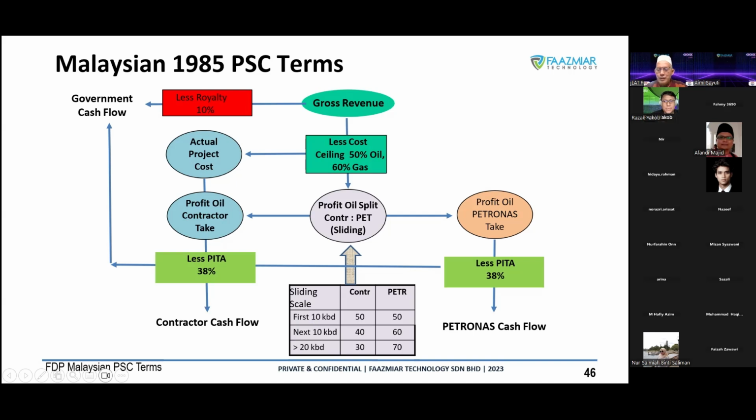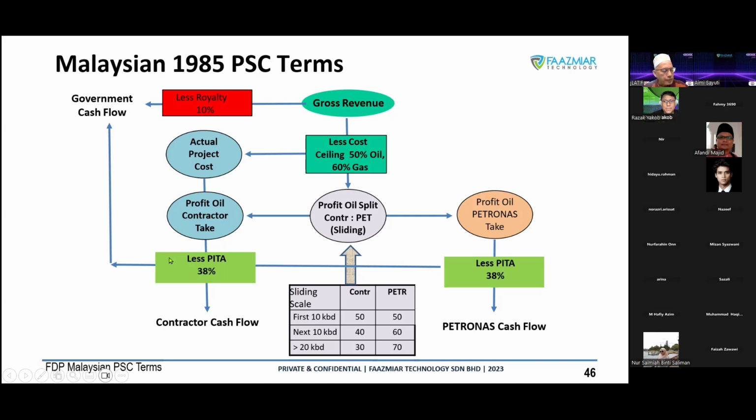So that's more or less the understanding. Based on the average calculation, profit for Petronas will take about 38%, and of course this is based on petroleum income tax. The rest will be ours, maybe on the contractor side. So contractor cash flow will be about 38% after we minus tax. Still not bad. The profit here, after we deduct all the project costs, is 38% to Petronas and 38% to the contractor.